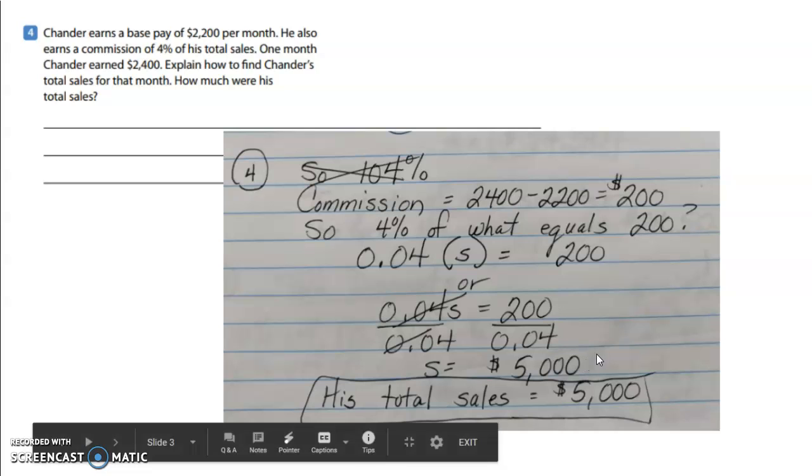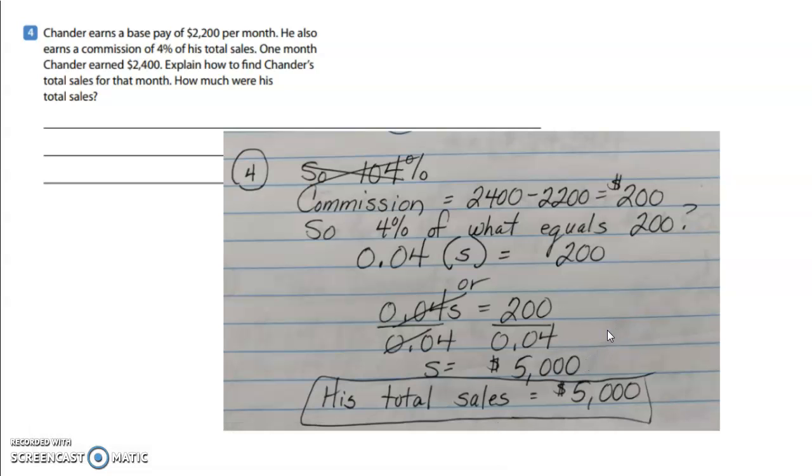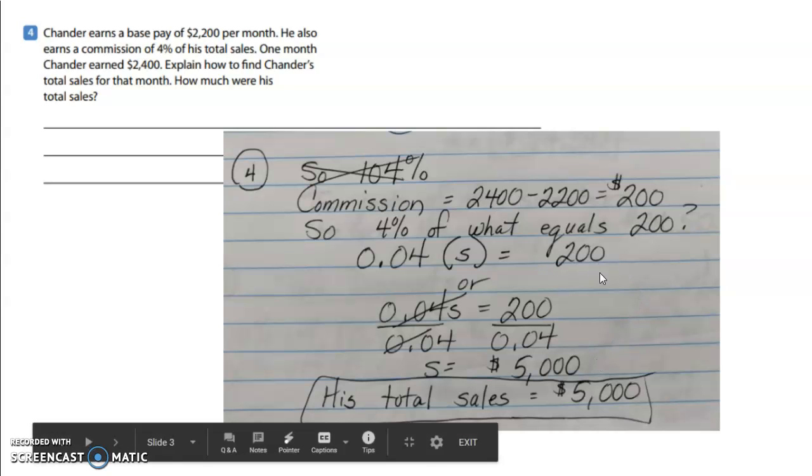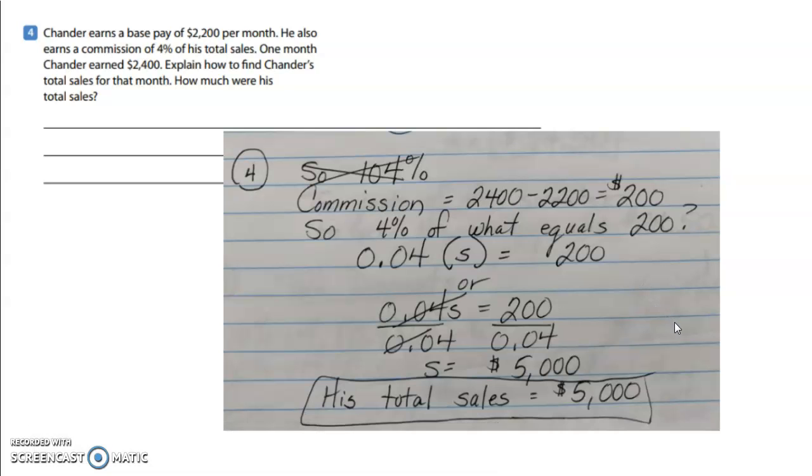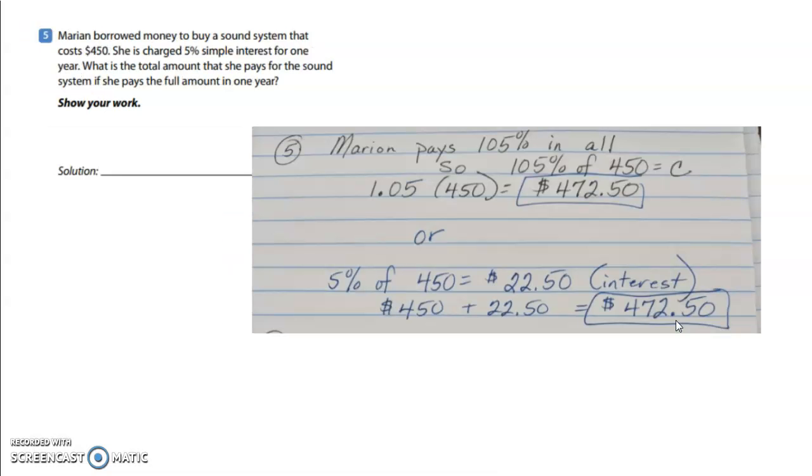Be good to do a double check on this. You can do this in your calculator, or you can do it by hand. I expect you should be able to do this by hand, but if you want to use a calculator, I'm okay with it. So 0.04 times 5,000 should give you 200. All right, so his total sales, $5,000.